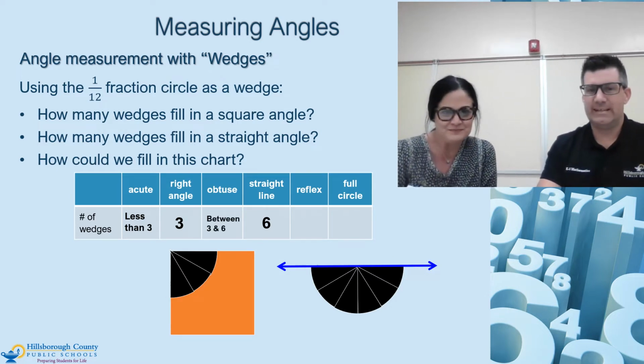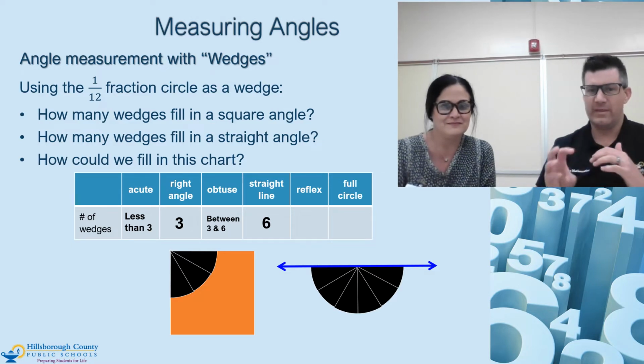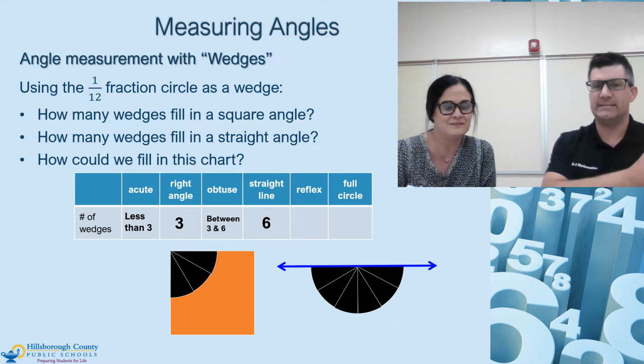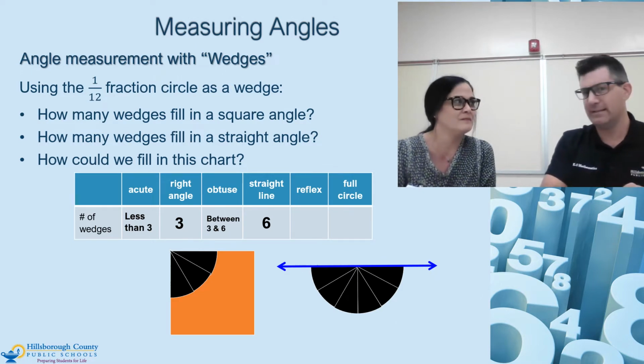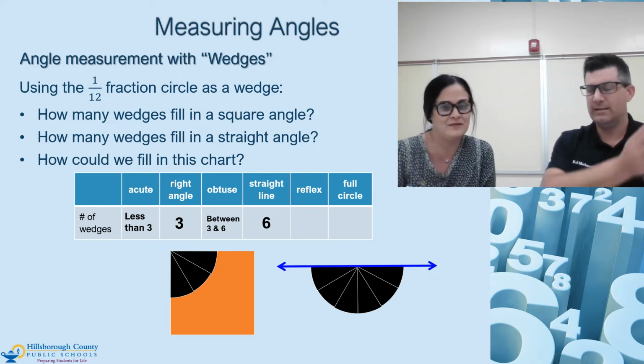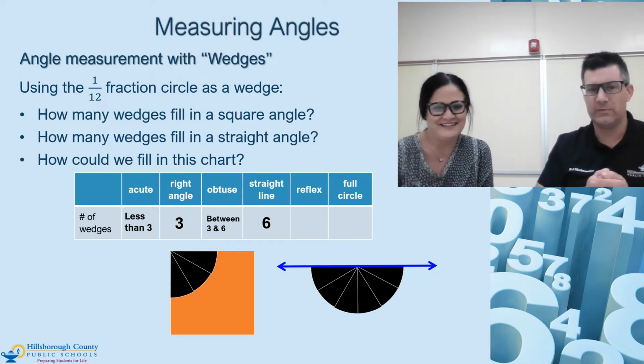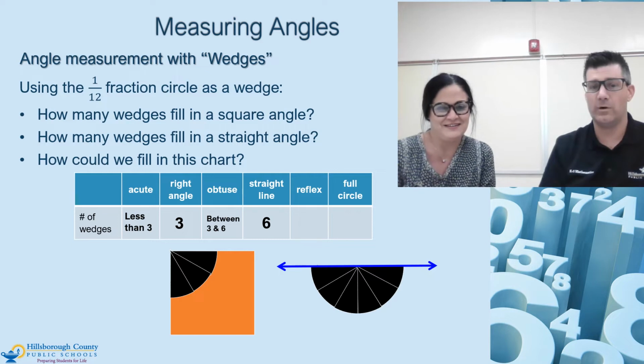So hopefully you see where we're going with this whole wedge measuring idea. When we're talking about degrees, we would say a right angle is 90 degrees. So therefore acute would be less than 90 degrees. But where did that whole idea come from? We can compare that to our work with wedges.